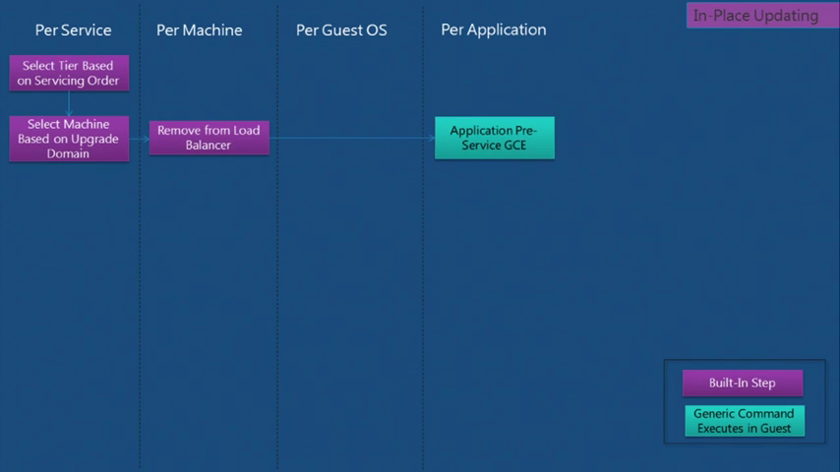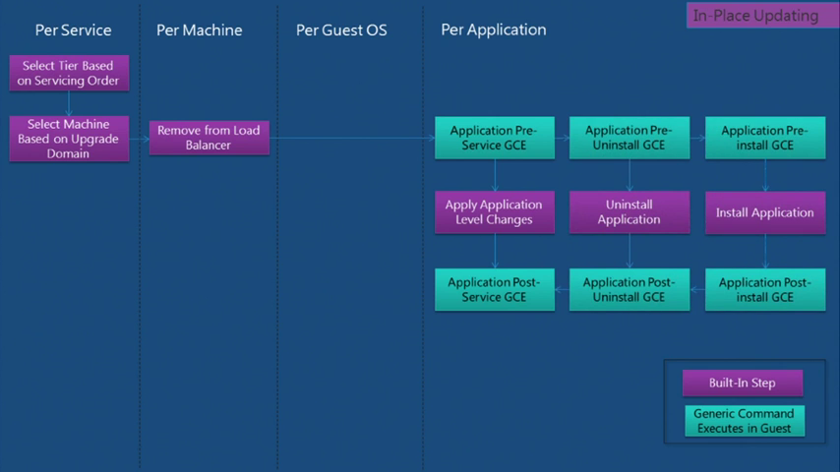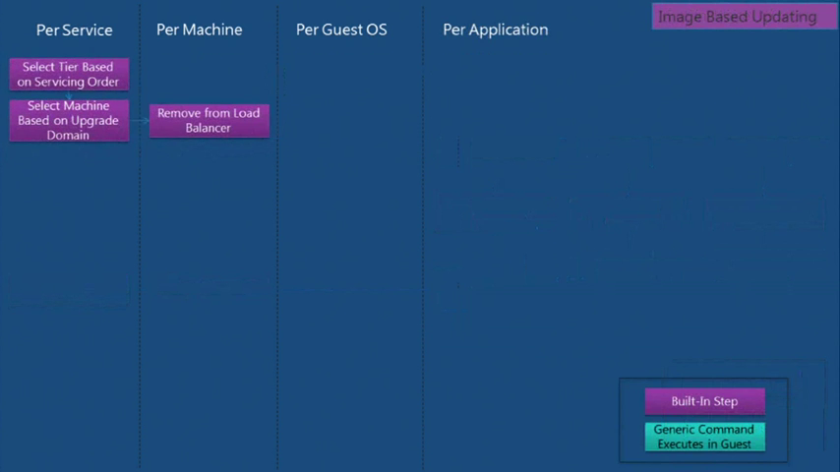So if applicable, again, we'll select machines based on the upgrade domain, pull them out of the load balancer, apply any pre-servicing scripts that you want us to run that you've told us about in the template, apply any application level changes, run any post-install scripts that are there, uninstall, reinstall new applications, anything that's been changed in that template. Add it to the load balancer if applicable, and then we'll move on to the next tier in the servicing order. For image-based updates, the workflow is very similar.